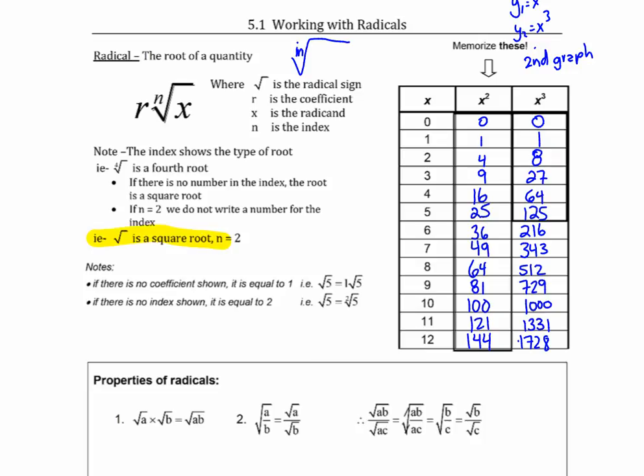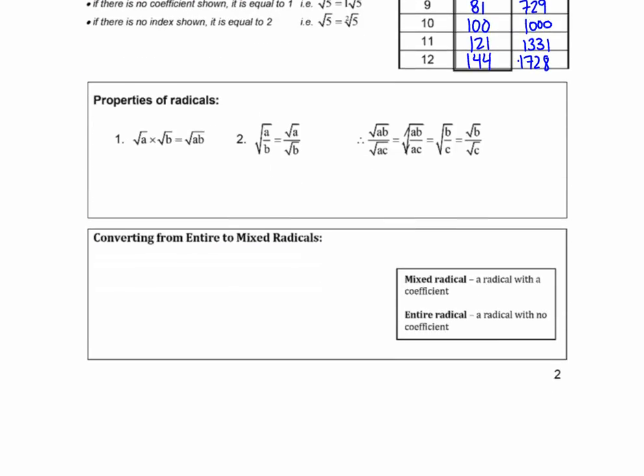Square root of 2. So I think I have written that here, highlighter. We don't really write the 2. We don't write the index. If there is no number, then it's square root. That's all saying the same thing. R is the coefficient, X is the radicand, so everything underneath the square root is the radicand. And our radical symbol, right? So that's review. Do you remember that?